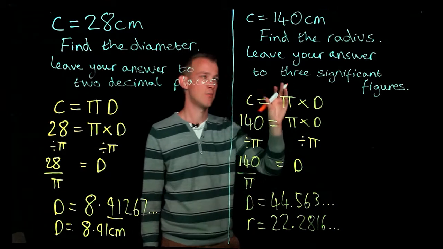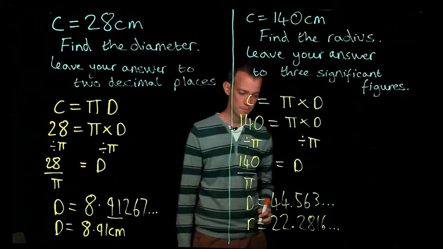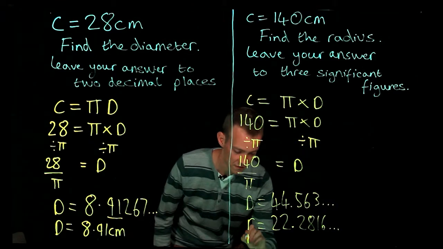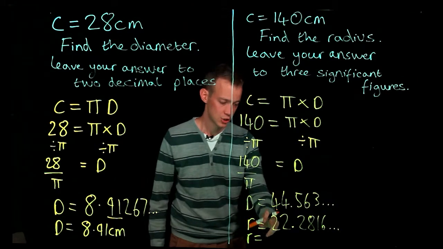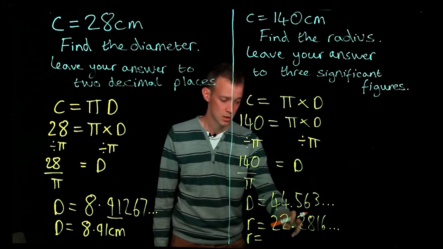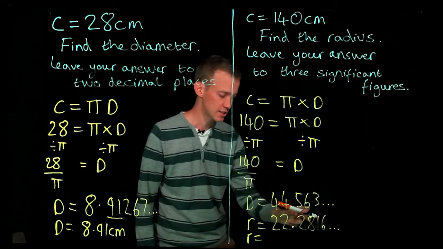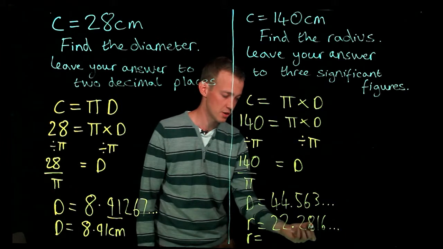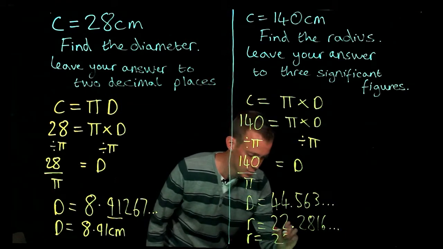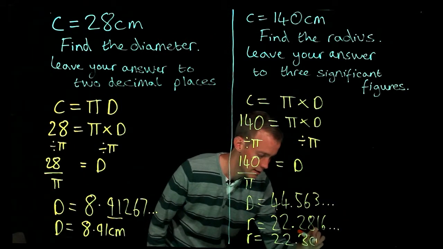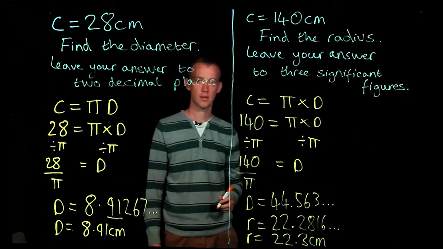My question says leave my answer to 3 significant figures. So my first 3 significant figures are the 2, the 2, and this 2 here. So it's either 22.2 or 22.3. It's closest to 22.3 because of this 8. So my answer is 22.3, and it's in centimetres.